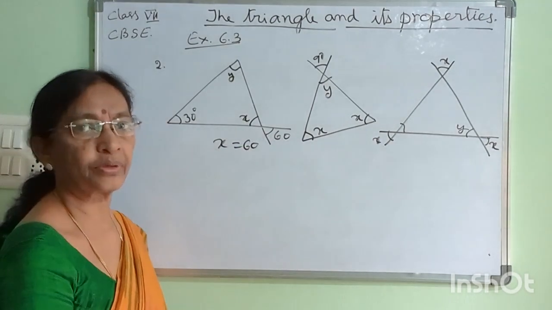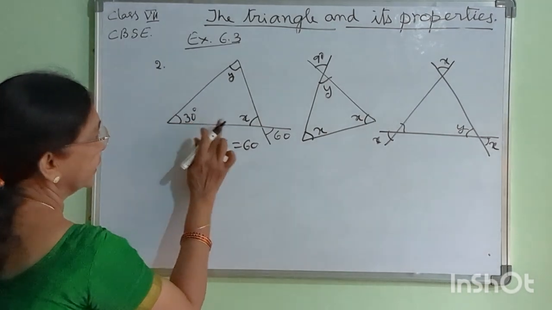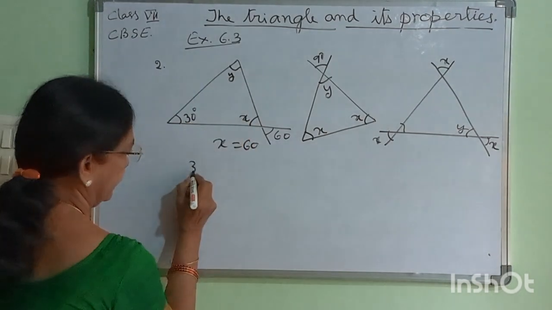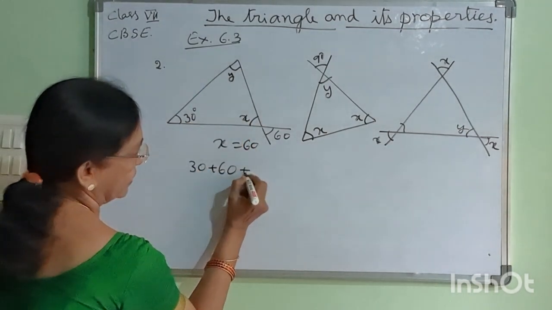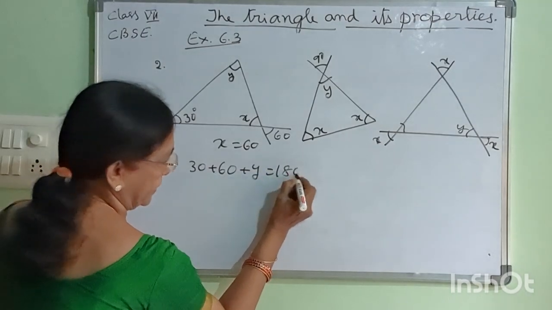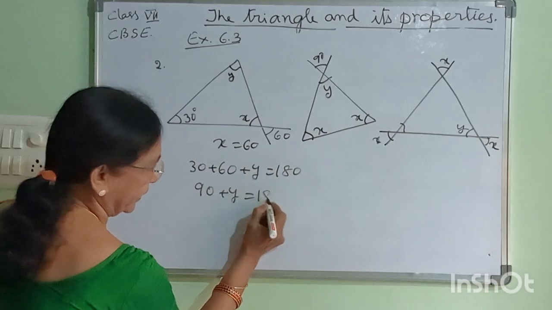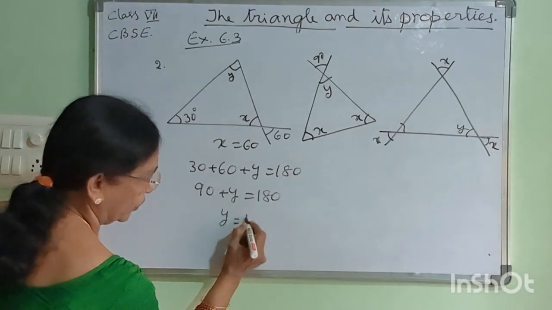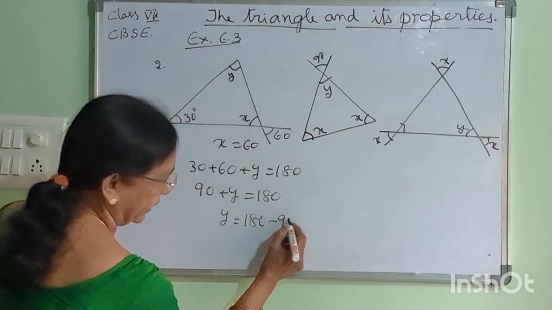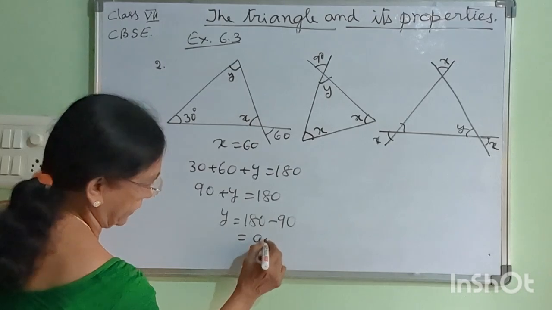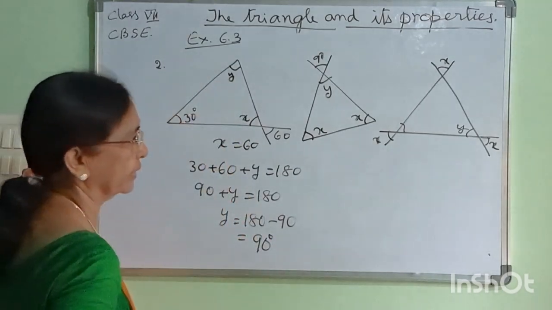Next, according to angle sum property, 30 plus 60 plus y is equal to 180 degrees. 30 plus 60, 90. 90 plus y is equal to 180 degrees. Or y is equal to 180 minus 90, which is equal to 90 degrees. Therefore, y is equal to 90 degrees.